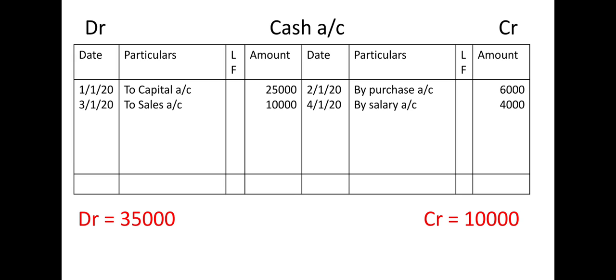Debit side total is 35,000 and credit side total is 10,000. So the debit total and credit total are different here. I repeat, students, this is a cash account. Total of debit side is 35,000 and total of credit side is 10,000. Now, students, I want to make them equal. I want 35,000 on both the sides.